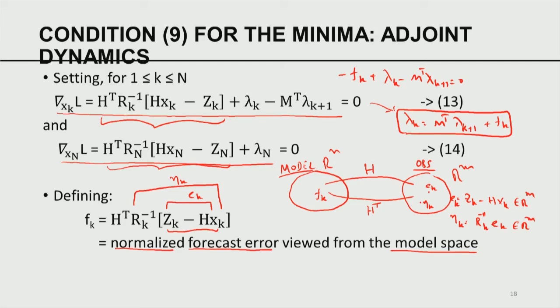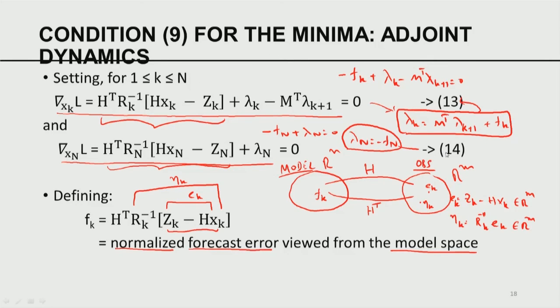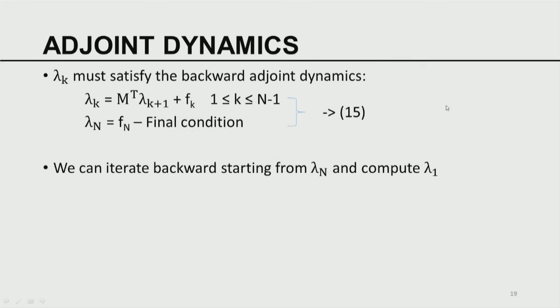So if 13 holds good, this is the form 13 takes. If 14 has to hold good, 14 takes the form minus f of n plus lambda n is equal to 0. Therefore, lambda n is equal to f of n. That is what 14 is all about. So this is 14, this is 13. So 13 and 14, when solved, give rise to these two equations. Please remember that lambda n is equal to f of n. That is 14. Lambda k is equal to m transpose lambda k plus 1 plus f of k is 13. So lambda k is equal to m transpose lambda k plus 1 plus f of k for 1 less than k less than n minus 1. Lambda n is equal to f of n is the final condition.